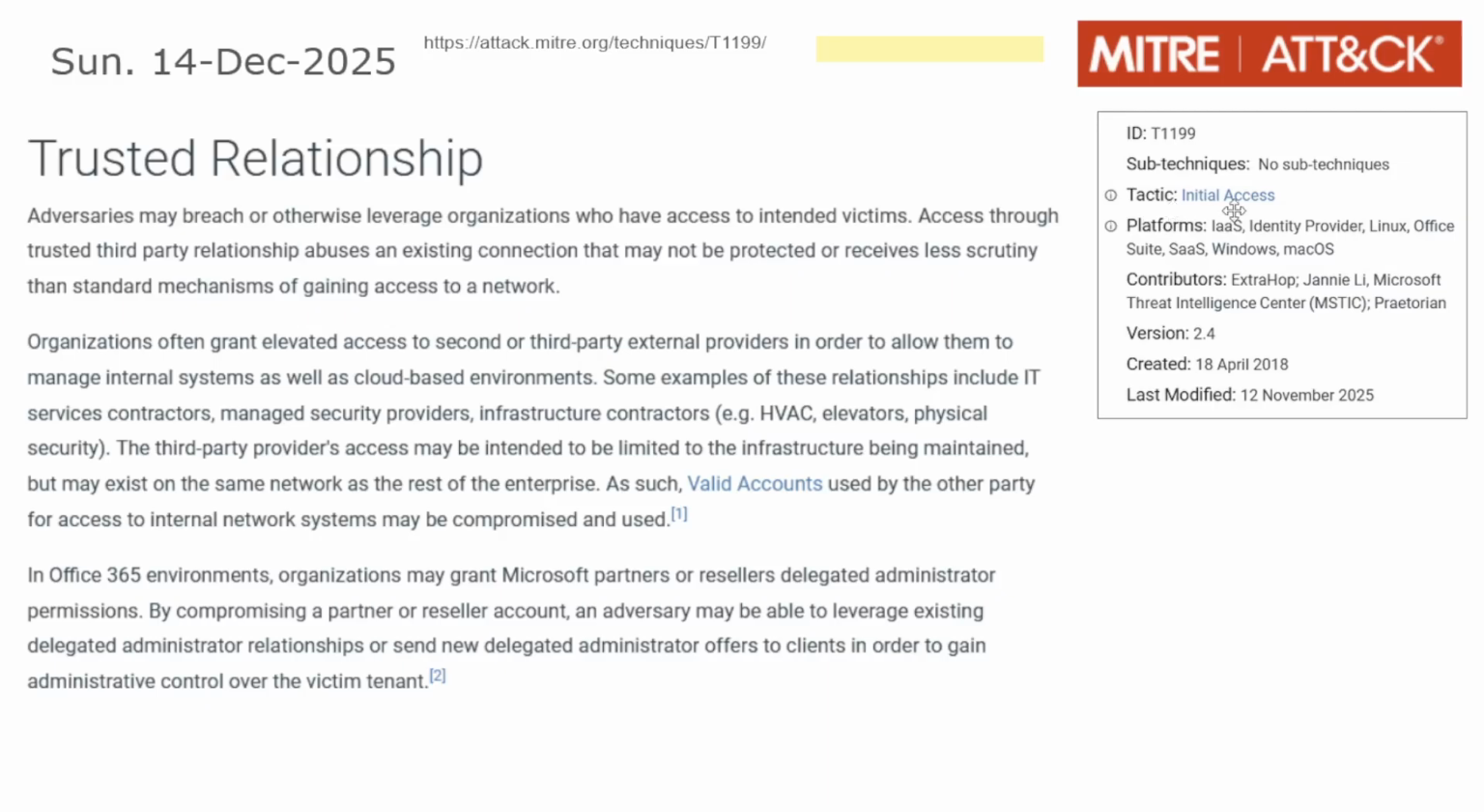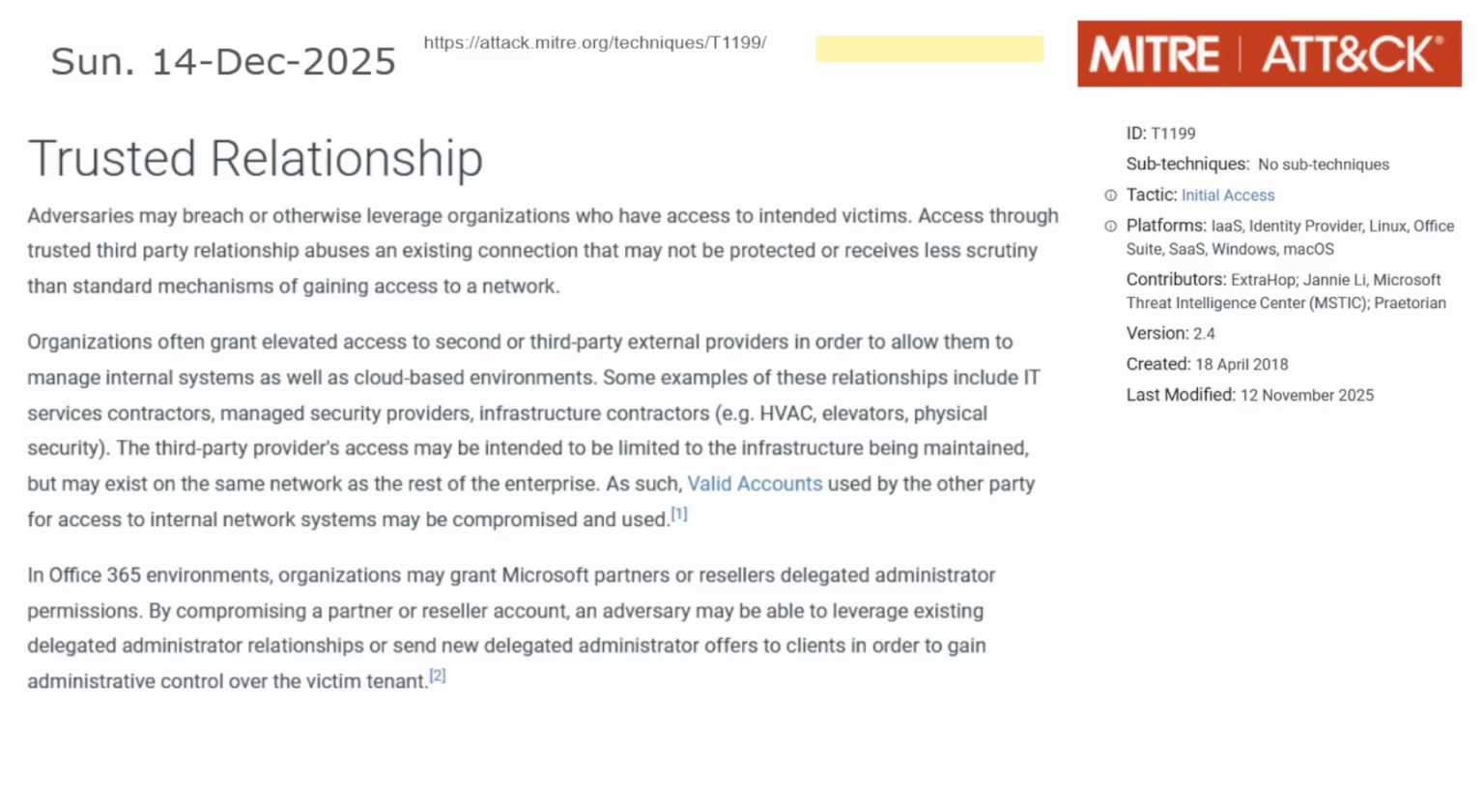First of all, we are here in the initial access phase of the kill chain. The platforms are cloud providers, so identity infrastructure as a service, identity provider, Linux, Office suite, software as a service, Windows and macOS. Contributors: ExtraHop, Janie Lee from Microsoft, Red from Mystic team, and again Praetorian. Those are pretty qualitative sources. Mystic team we have seen a lot, and Praetorian as well. ExtraHop I have never heard of. It has been modified in November 2025, so that's even more recent than the others, which are most often from October.